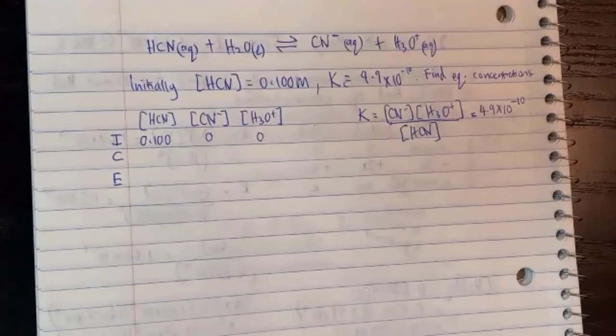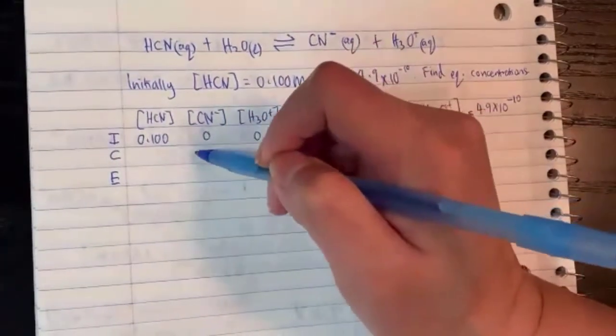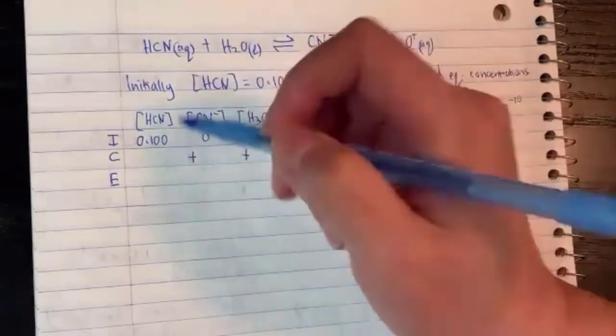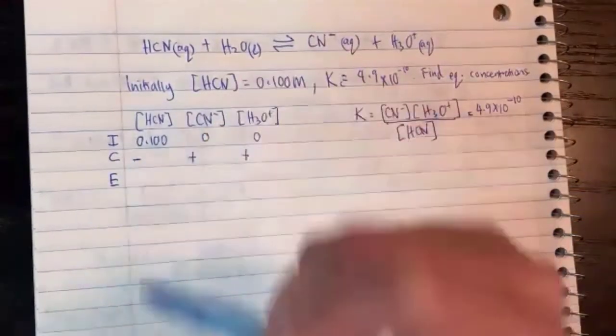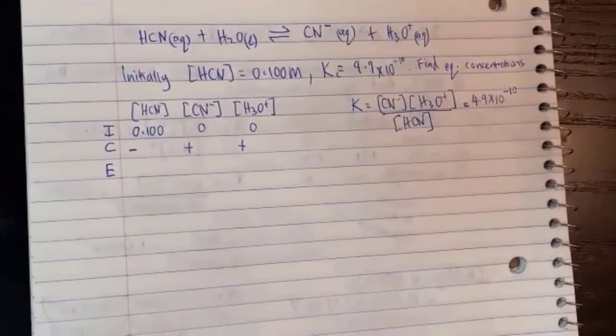To predict that, typically we take the Q and compare Q to K. In this case, our Q is actually 0. It will go towards the side that has the 0, which is the product side. So in this case, the products will go up, the 0 side will go up, and the reactant side will go the opposite way, which is going down.